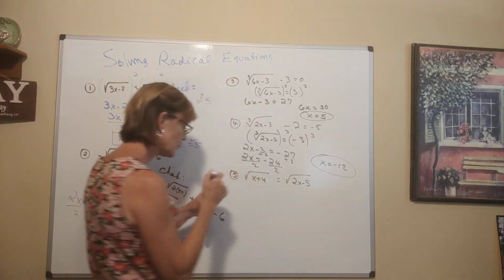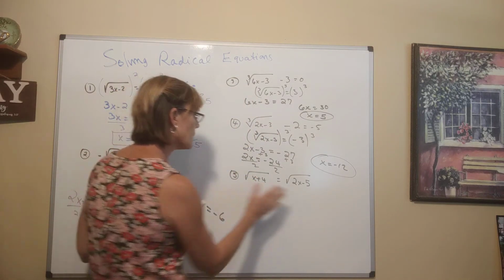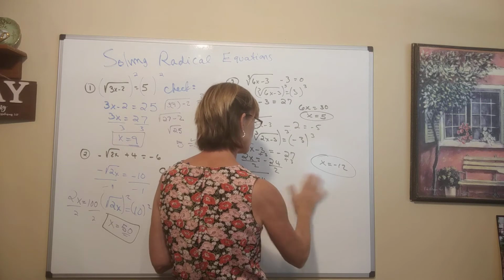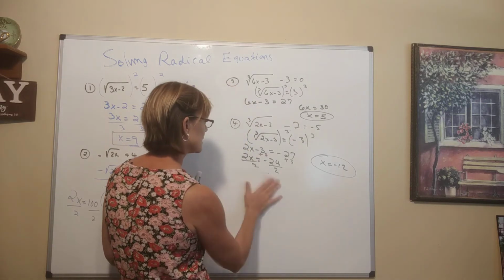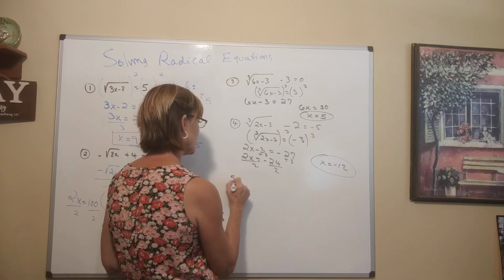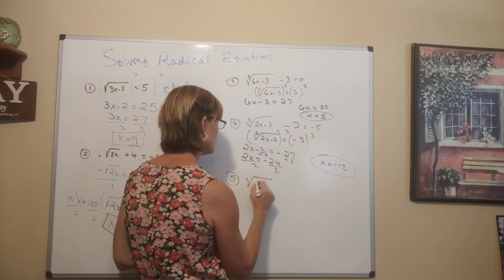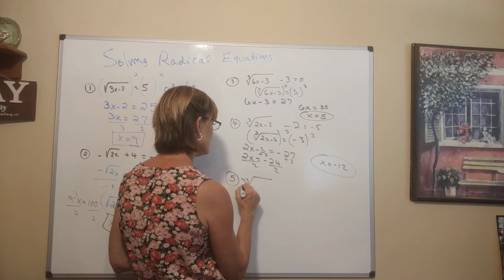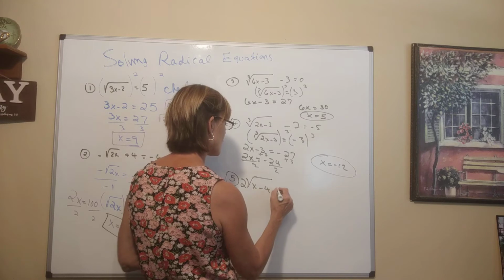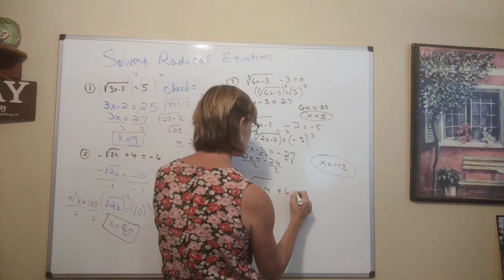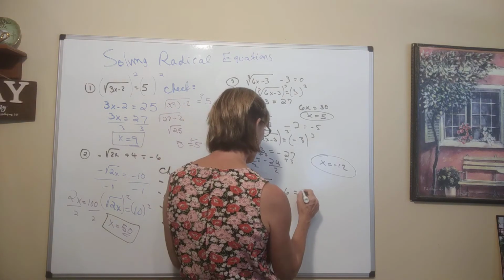Okay, this last one, I'm going to change this because I want to do something real quick. Let me do this one. Here's number 5. Let's say the square root of 2 times the square root of x minus 4 plus 6 is 8. Let's do this.